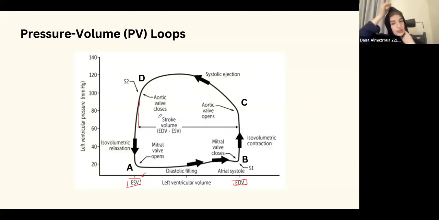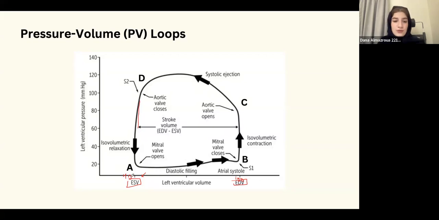So you can actually calculate the stroke volume from a pressure volume loop. The way you do that, you're going to look at the x-axis, like imagine if it was numbered. Let's say this end diastolic volume was 100. And then the end systolic volume was, for example, 40. So you're going to be able to calculate the stroke volume.